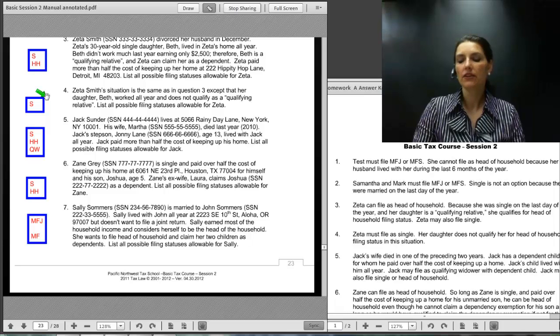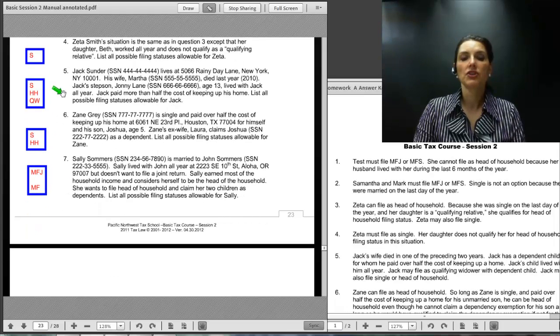Zetta must file as single because her daughter does not qualify her for head of household if she is not a dependent. The only way a child can qualify you for head of household without being your dependent is if that child is being claimed by the non-custodial parent and the child lived with one or both parents for more than half the year. In this case, no non-custodial parent is claiming the child. Zetta, therefore, must be able to claim her child as a dependent. She is not able to claim the child as a dependent, and therefore her filing status is single.